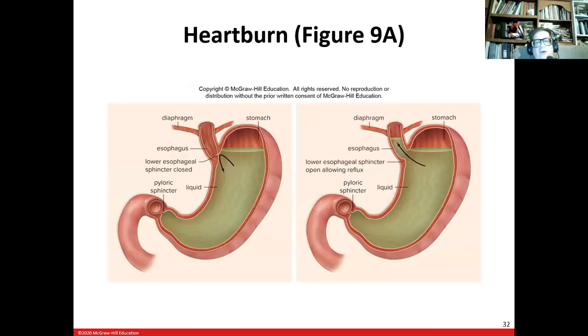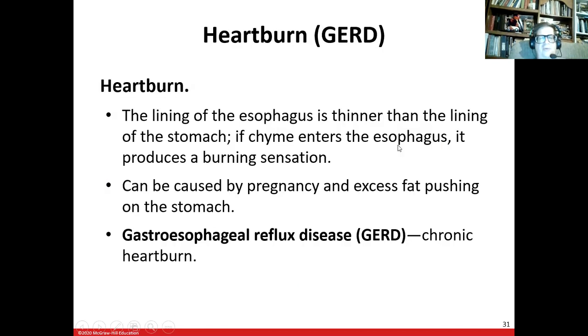All right, so here we have a picture of normal where the sphincter is closed, and heartburn where we are pushing the chyme up into the esophagus past the sphincter, and this part of the esophagus is getting eaten by acid. Now, I do want to add one other thing.